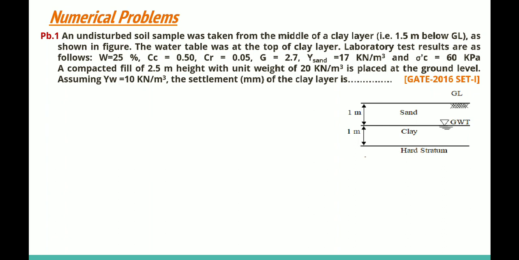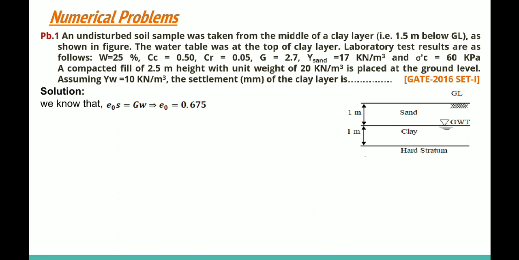So we have to find the settlement. To find the settlement, we should know the initial void ratio, the compression index or recompression index, the height of clay that is given, and the initial effective stress at the middle of the clay layer. So let's calculate first the initial void ratio. We can apply this equation for the initial condition, that's why we have written e naught. e naught is the void ratio at the initial condition.